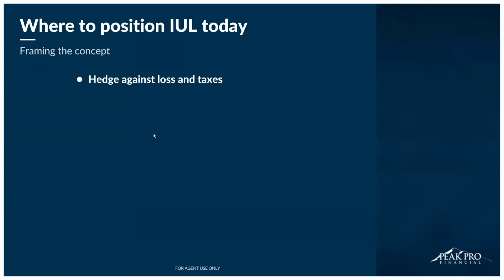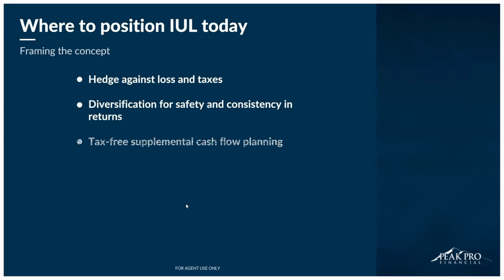So when we look at the IUL positioning, we're really creating an asset to hedge against loss and taxes. That is the goal: diversification for safety and consistency in returns. I mean, look, if we're controlling downside risk, it's more like sequence of returns risk that we're controlling. But I'd say too, when I go through the use of this asset, when markets are down and taxes are up, we need to have an asset that has control over those two so we can provide cash flow.